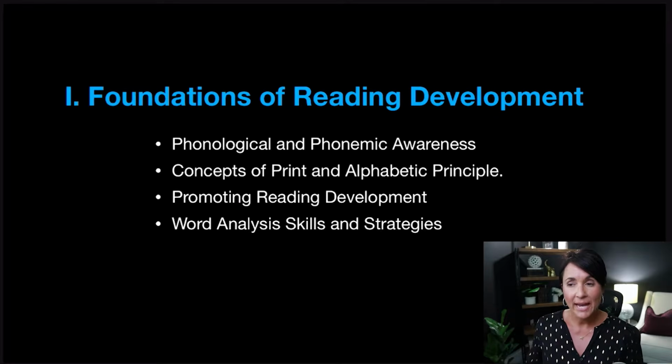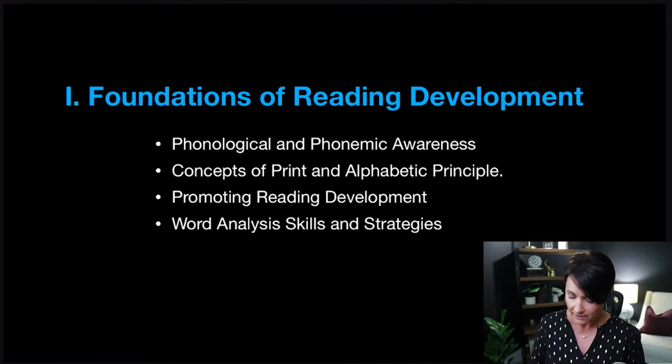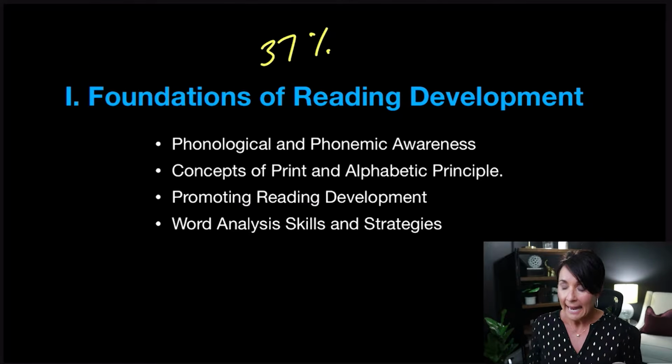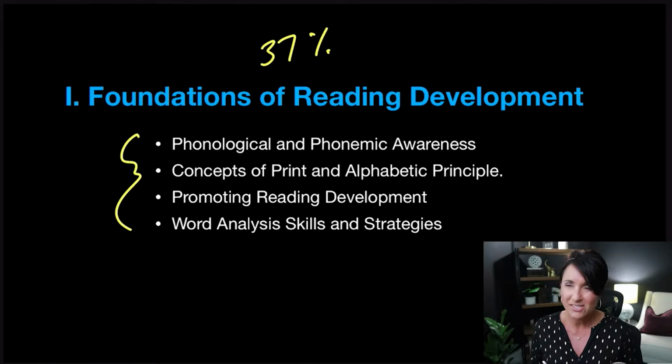Okay, so let's take a look at part 1 or sub area 1, they call it, on this exam. And this is the Foundations of Reading Development. Now, this is going to be 37%. So it's a big chunk of the exam. And here are the 4 subcategories underneath this major category. We have phonological and phonemic awareness, concepts of print and alphabetic principle, promoting reading development, word analysis, skills, and strategies, okay?